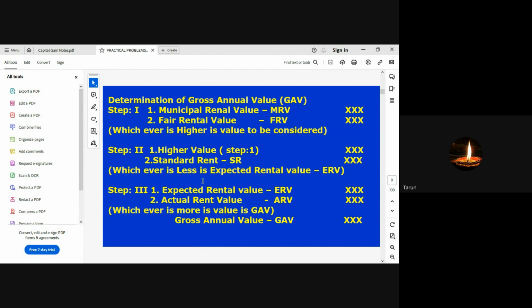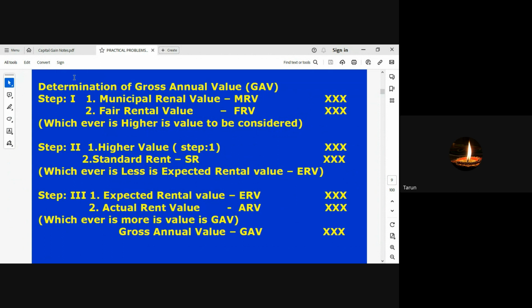Then in step two, the higher value is compared with the standard rent, and whichever is lesser is the expected rental value, that is ERV. In step three, the expected rental value and the actual rent, whichever is higher, that value stands for gross annual value. So let's begin some numerical questions which were left in the last session.